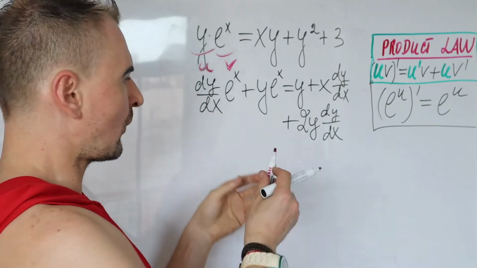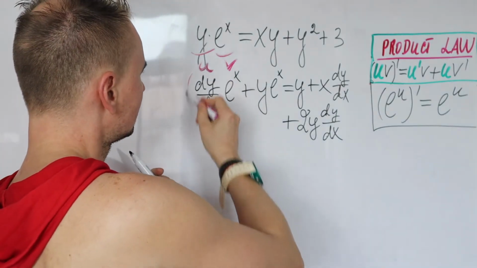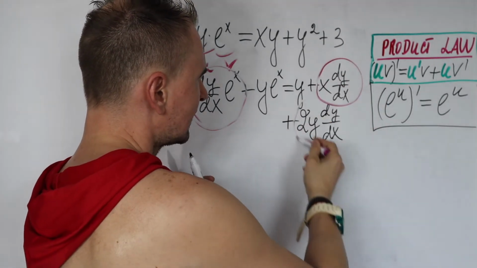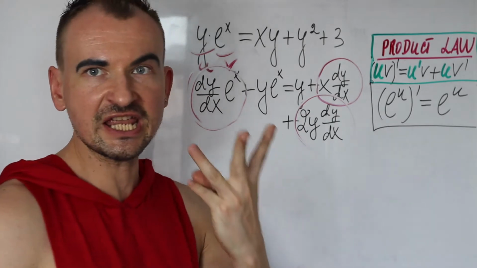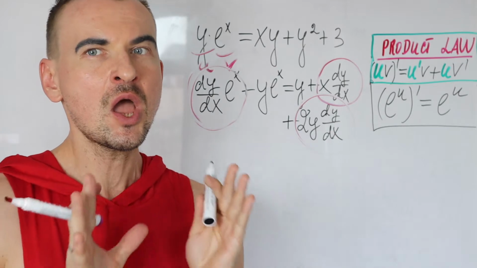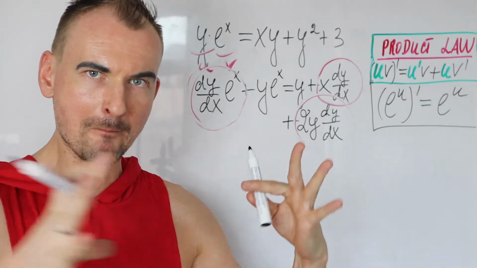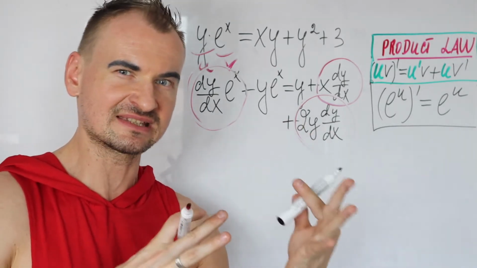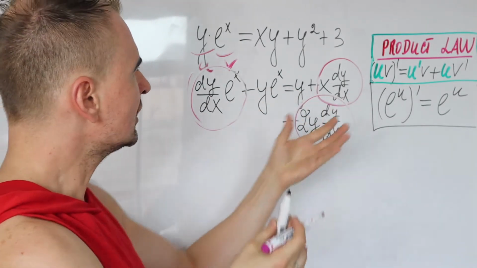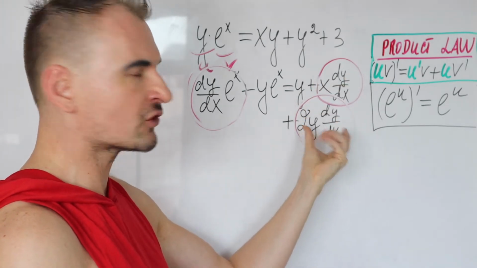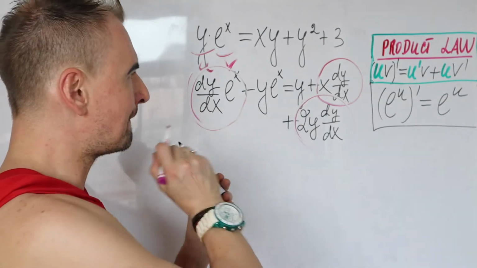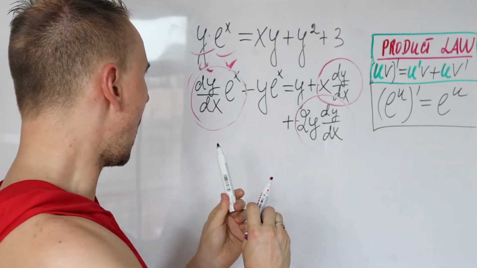All right. 1, 2, and 3. Three terms containing dy/dx. You want to combine them together. Let's have a party. Move them together. So this term and this term I'm going to bring to the left side by subtracting them off.